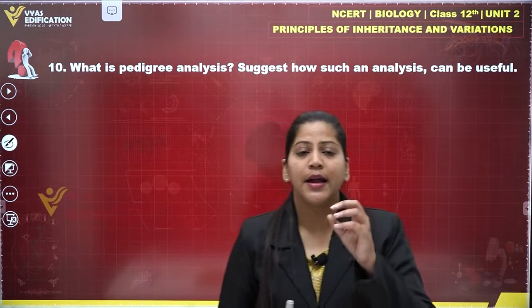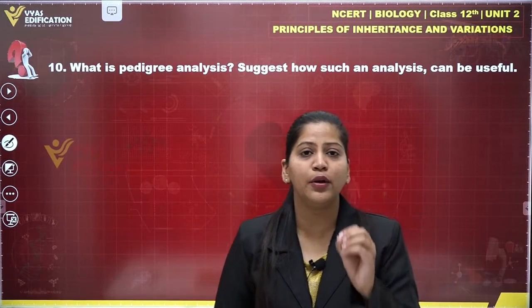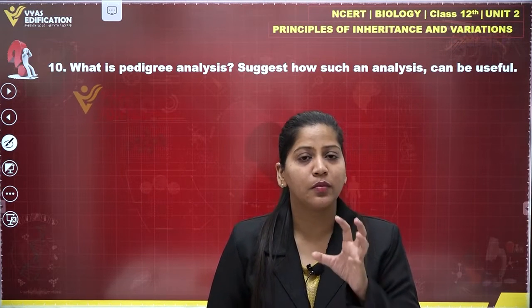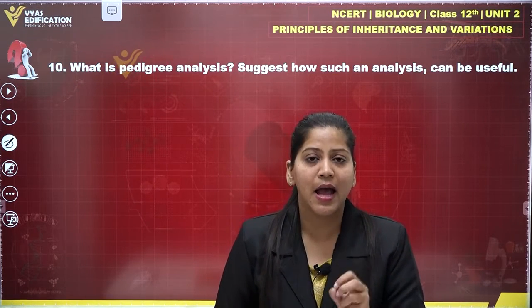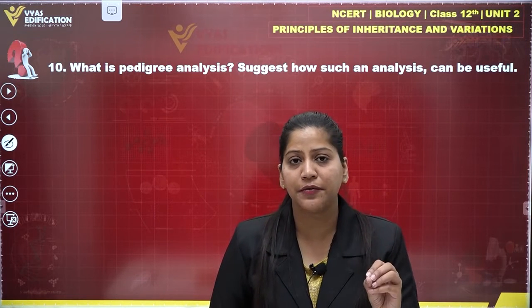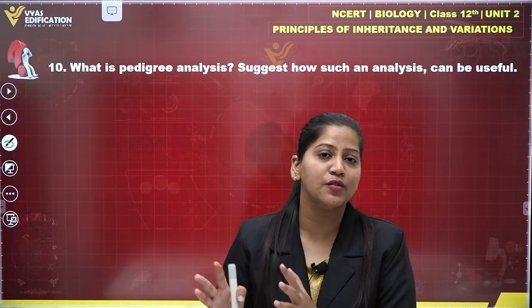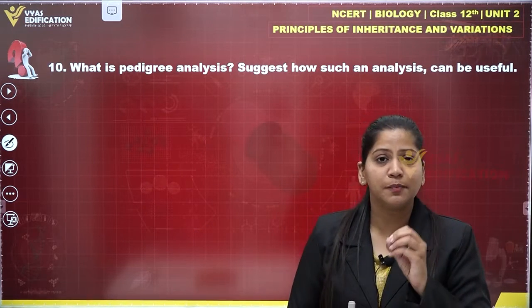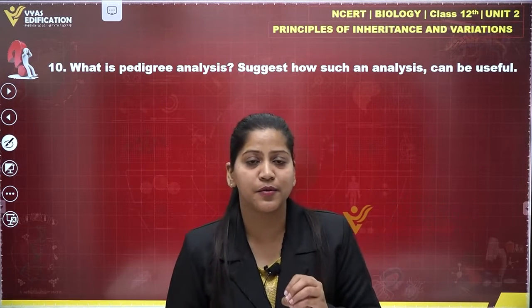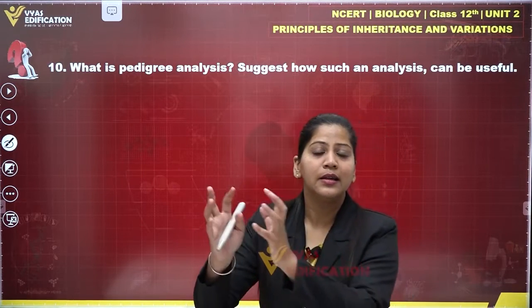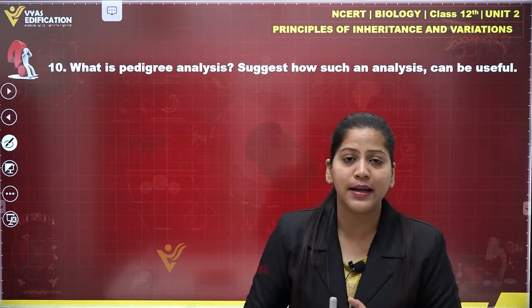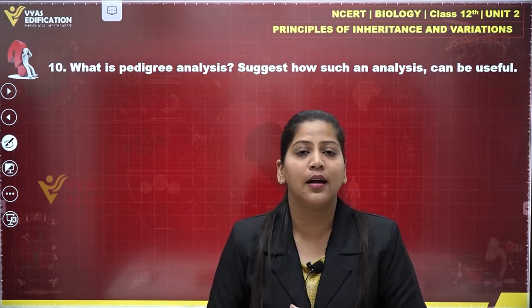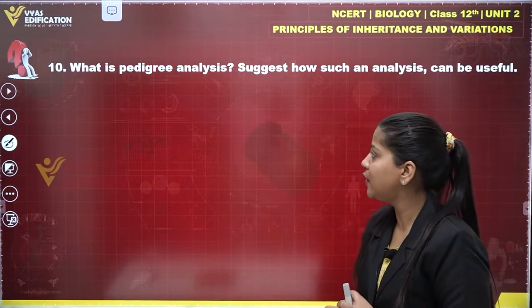The second thing is, it helps to avoid harmful effects of marriages among close relatives. This pedigree analysis helps us avoid the harmful effects by avoiding marriages between close relations. Alright, this pedigree analysis also helps to identify the dominant or recessive allele in a family which can cause genetic disorders such as color blindness. Alright, so these are the uses.